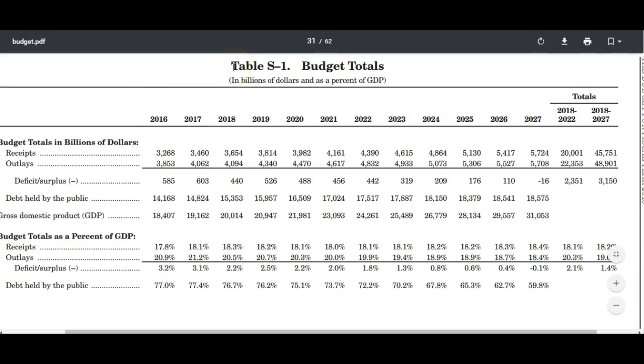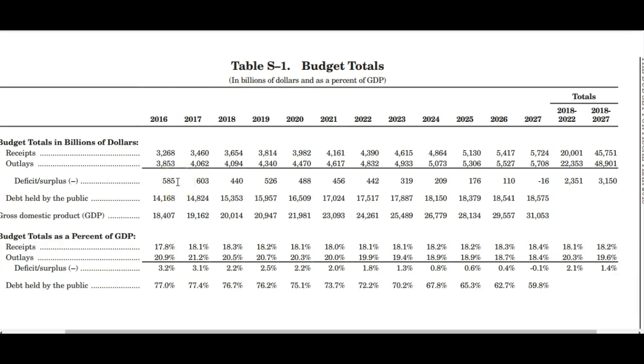At the bottom of the president's budget, you can see the budget totals. So what you could see are receipts and outlays, and then a deficit or surplus for each year moving forward. You can see the receipts were $3.2 trillion, but the outlays that we spent in 2016 was $3.8 trillion, and that gives us a deficit of $585 billion.